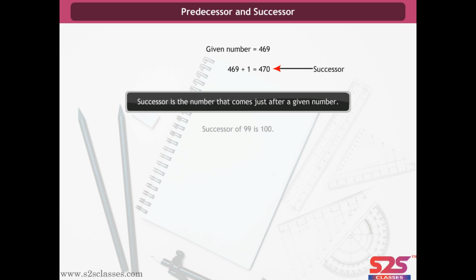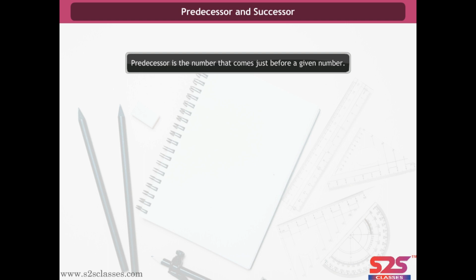Here are some examples. Successor of 99 is 100. Successor of 682 is 683. Successor of 423 is 424. And successor of 581 is 582. Similarly, predecessor is the number that comes just before a given number.